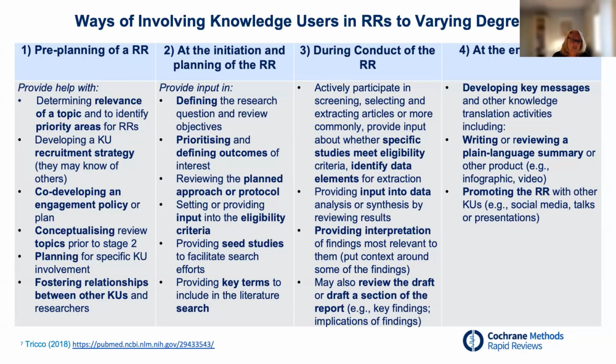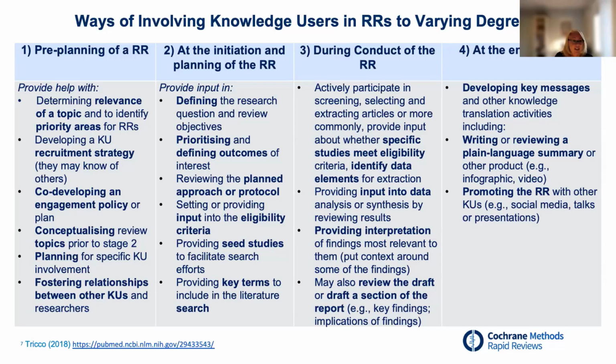And then at the other end of the spectrum, they may just be providing information or receiving information about a review. So there's varying degrees in which to get your knowledge users involved. But some of these at the pre-planning stage include, they can be providing help with determining the relevance of a topic and to identify priority areas for rapid reviews.